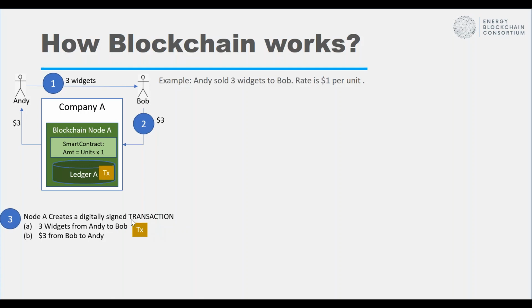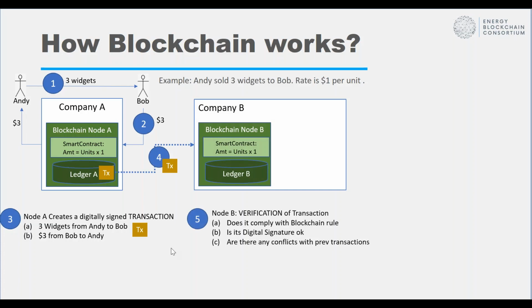So node A creates a digitally signed transaction, which says that 3 widgets were sold from Andy to Bob, and $3 are owed by Bob to Andy. That's your transaction X. And then this transaction actually gets pushed onto the second node, which is your blockchain node B, where you have the smart contract, which again does the same thing. This node says, okay, I got the data, but I need to verify that. I trust it, but I have to trust it in a way that I can do my own verification.